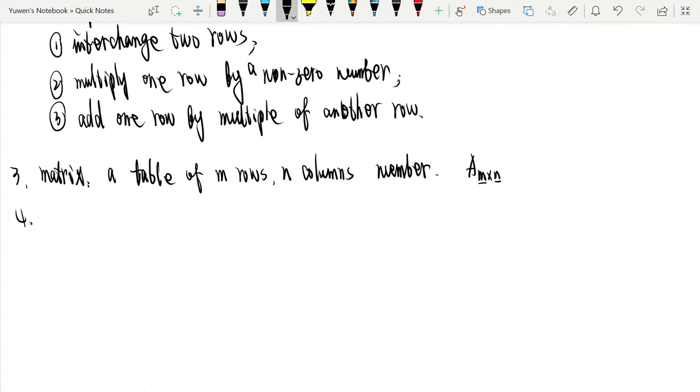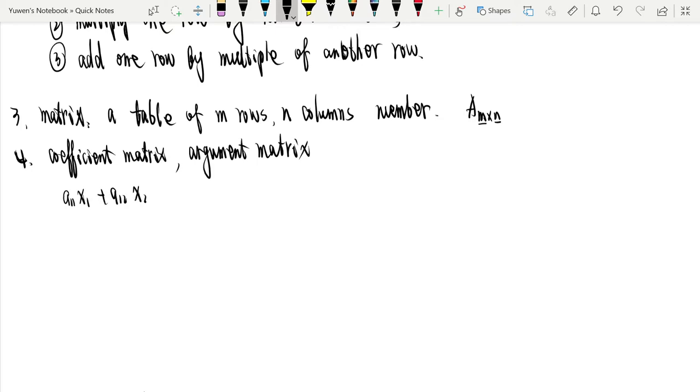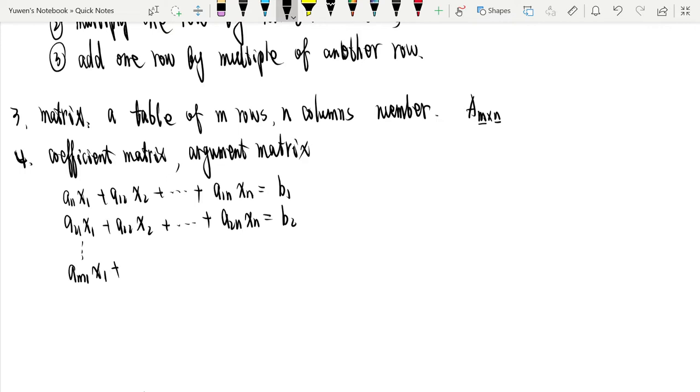And for a linear system, there are special matrices called the coefficient matrix and the augmented matrix. What are the coefficient matrix and augmented matrix? If the linear system is a11x1 plus a12x2 plus a1nxn equals b1, a21x1 plus a22x2 plus a2nxn equals b2, and am1x1 plus am2x2 plus amnxn equals bm.